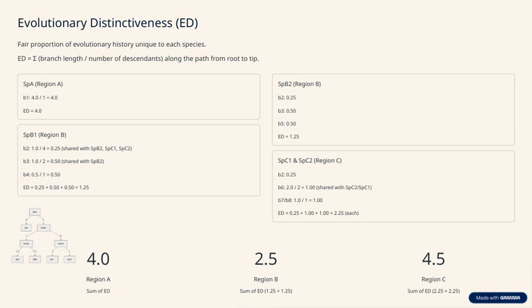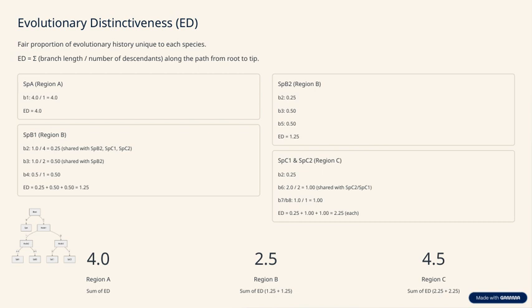Now, let's talk about evolutionary distinctiveness, or ED, which measures how much of an evolutionary history is unique to each species. The idea is that each species carries a fair share of its lineage's history, and ED helps us quantify that. The calculation involves summing the branch lengths along the path from the root of the tree to each species, but we divide each branch length by the number of descendants sharing that branch. This way, shared branches contribute less to the ED of individual species, reflecting their shared evolutionary history.